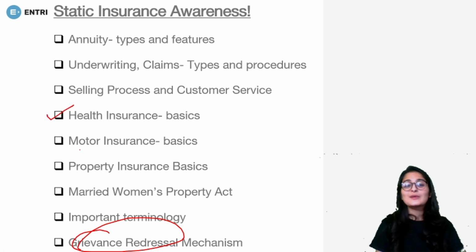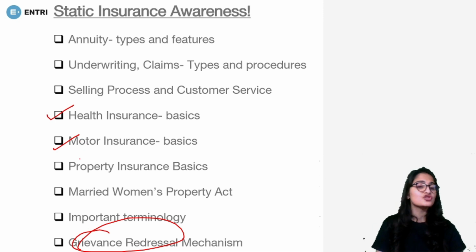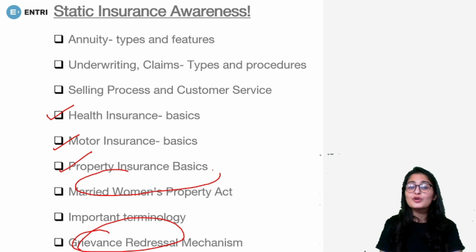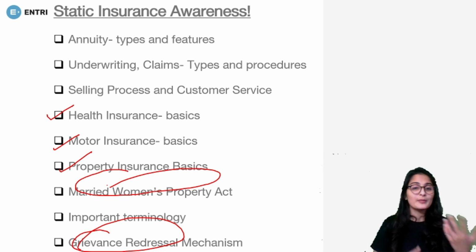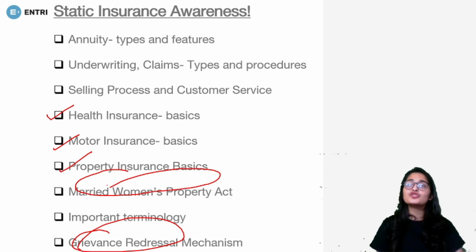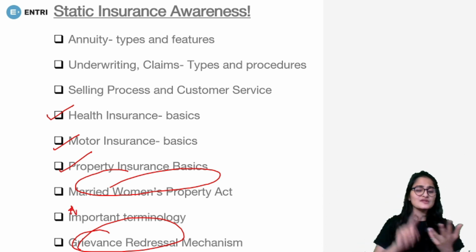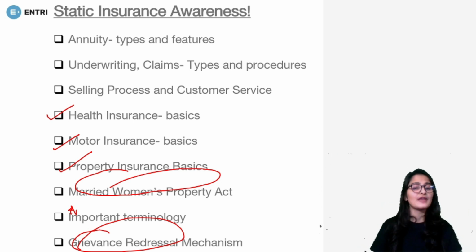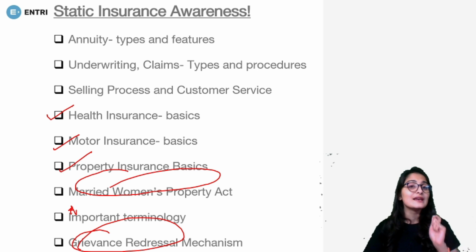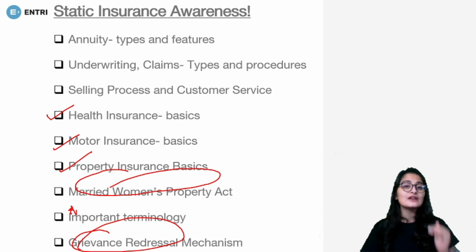Then health insurance basics, motor insurance basics, life insurance basics, property insurance basics. Then Married Women's Property Act, and what all insurance products are available for women in market, because right now women empowerment is definitely going on. So insurance products especially for women that have been launched, and important terminology, important steps, important procedures, important claims, important documents, all of them. You have to at least know the names of them, the order in which they come.